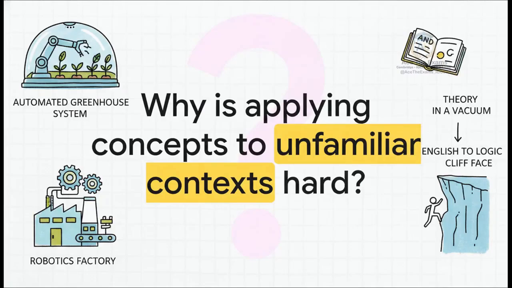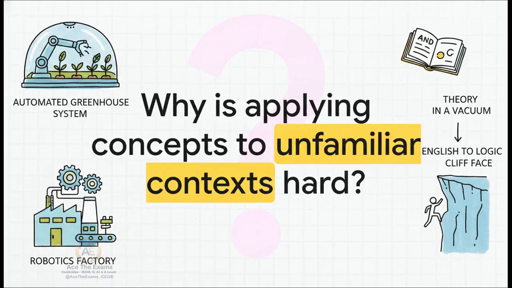But before we go ahead and secure those marks, we really have to ask the fundamental question that plagues so many test takers when they flip open that exam paper. Why do students find applying concepts to unfamiliar contexts so hard? Think back to Alex and Sam. You can know the theory perfectly in a vacuum. You can draw a logic gate from memory perfectly. But the second Cambridge introduces a scenario about a totally novel chemical plant temperature sensor, absolute panic sets in. The translation from plain English to a mathematical logic expression suddenly feels like staring up at a sheer cliff face.